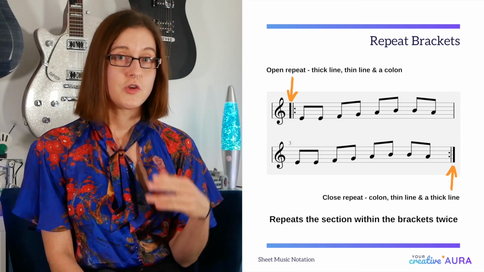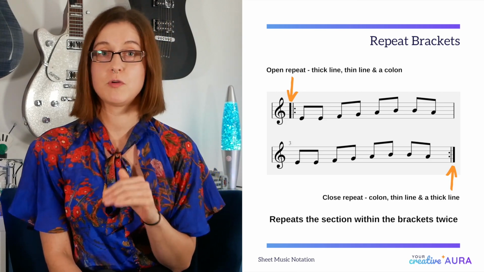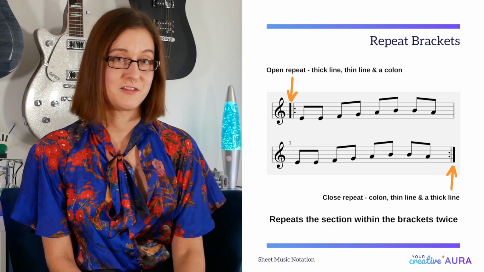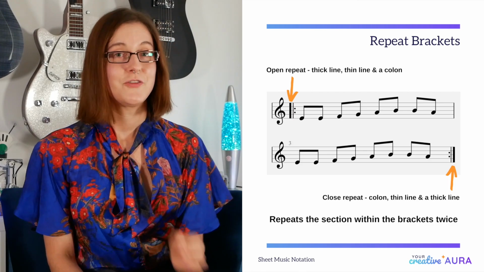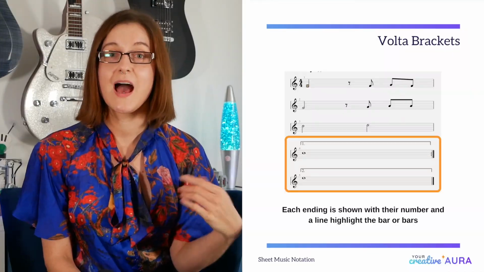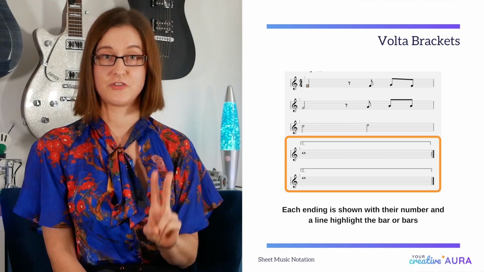Now sometimes you won't see an open repeat symbol, and that's because you repeat from the beginning of the piece of music. So let's move on to Volta brackets, first and second endings. Volta brackets give a repeated section a secondary ending. The first ending is labelled with a 1 and the second ending is labelled with a 2.